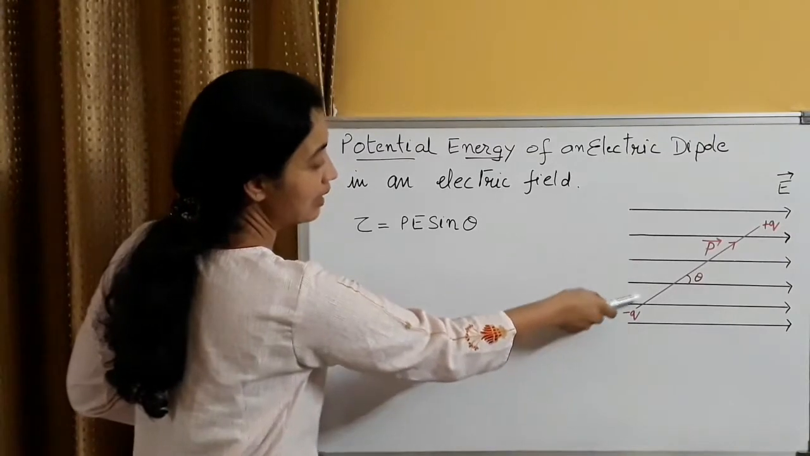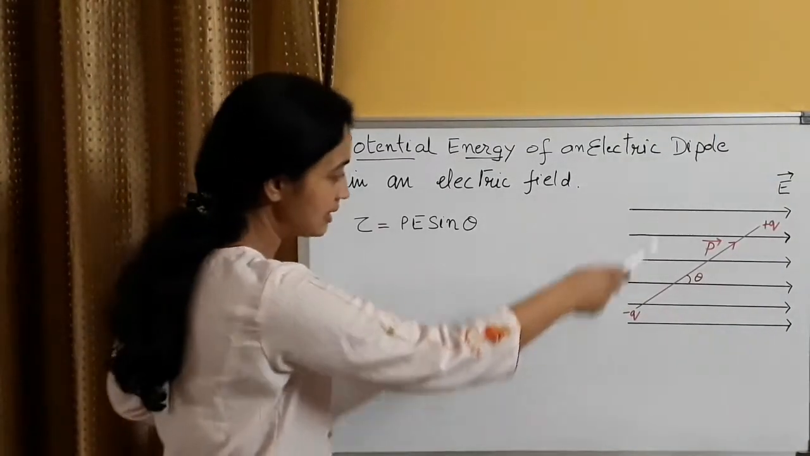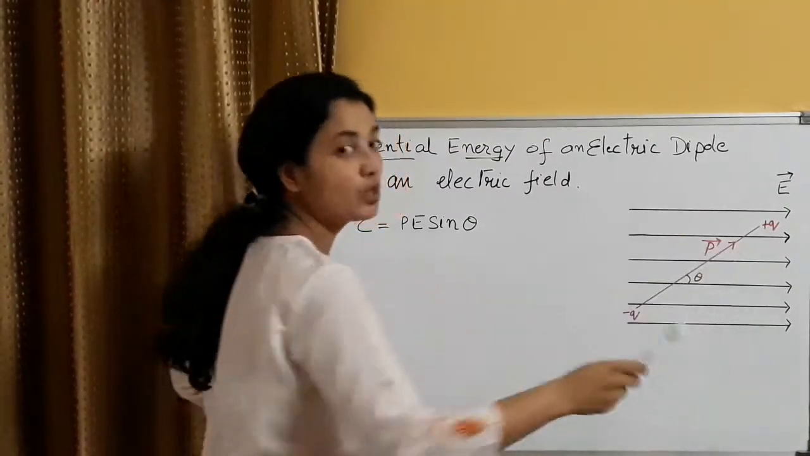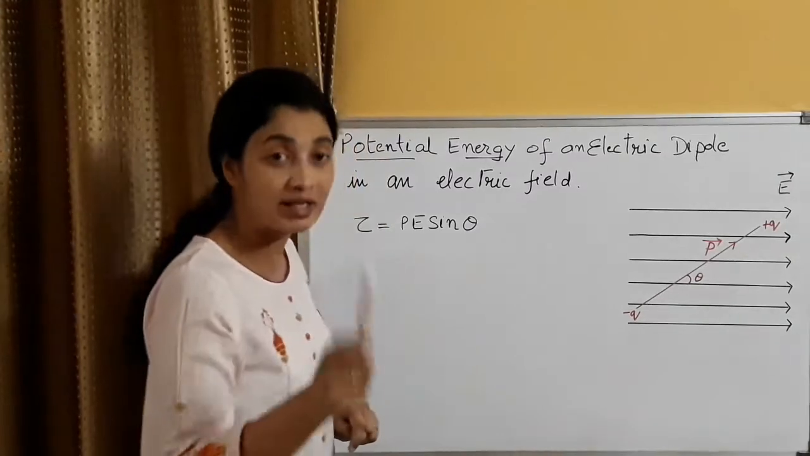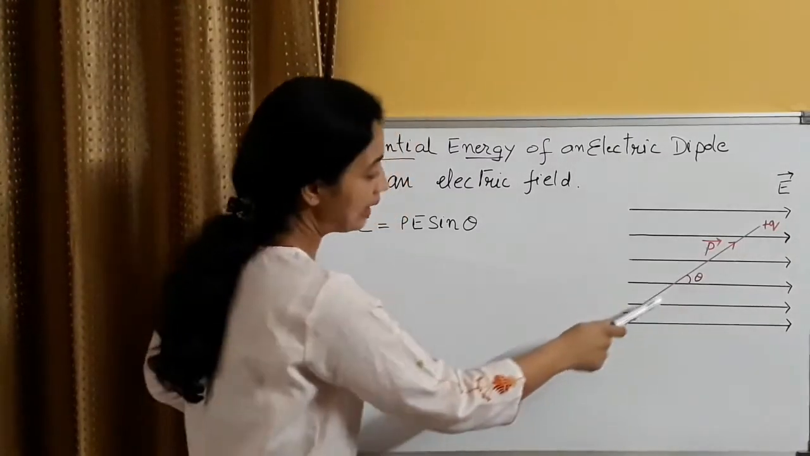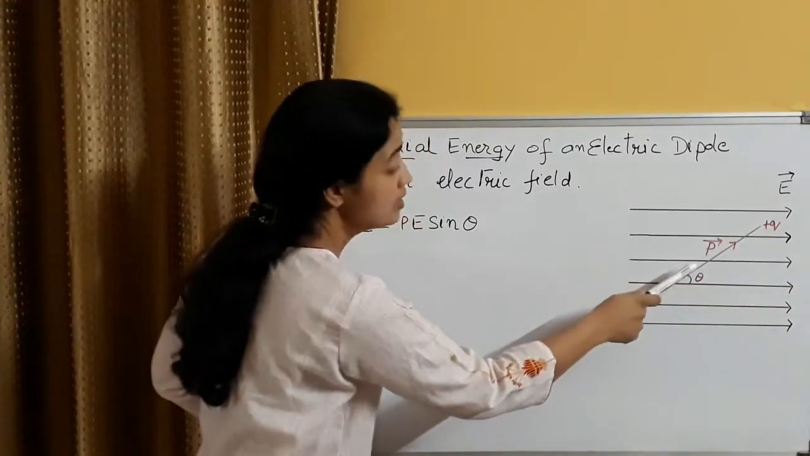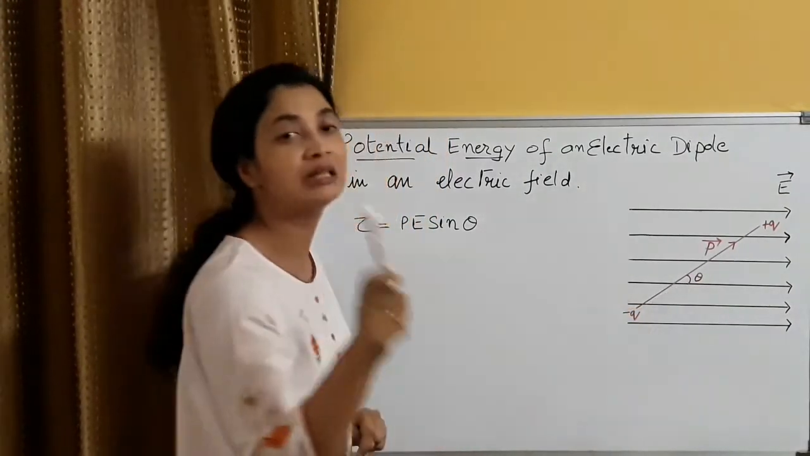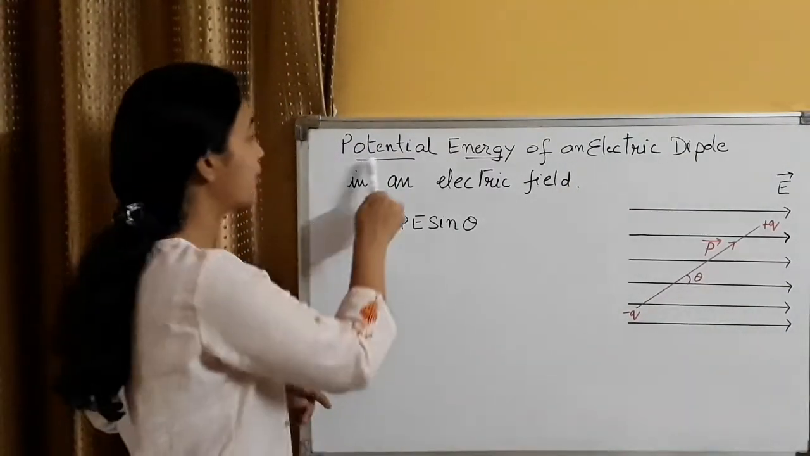These parallel equispaced lines represent uniform electric field. Direction is indicated. What is this? Minus q to plus q. Yes, it's an electric dipole. It's a vector quantity, dipole moment, and its direction is from minus q to plus q. Dipole moment vector. Dipole is making angle theta with the electric field. This is our given situation. So let's work on the potential energy.